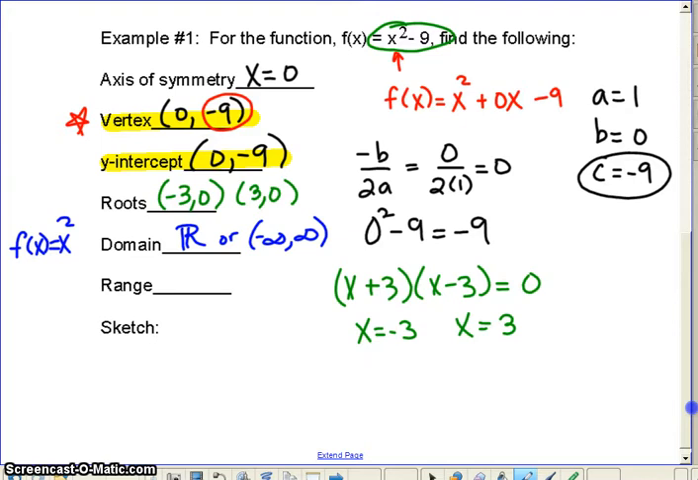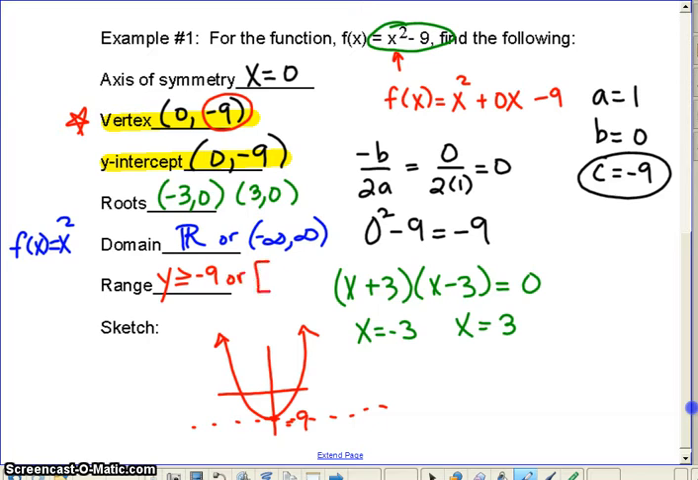Okay, so my range, if I look at the sketch of that, my parabola is never going to go below negative 9. Okay, so y is always going to be greater than or equal to negative 9, or you could say from negative 9 to positive infinity is the range. Okay, in the sketch, just make sure you include your minimum number, your vertex. Okay, we've got negative 3 and positive 3, and the y-intercept happens to be the same as the minimum here. So those are the same.